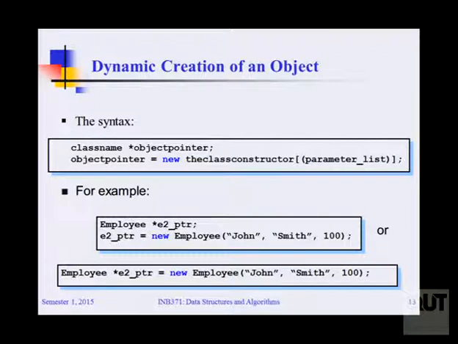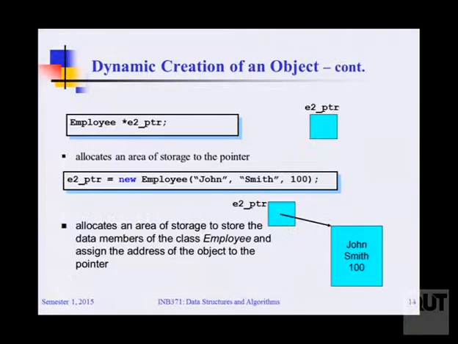Of course, for the dynamic creation, if the object is created statically, you don't need to worry about the memory management because it's done by the system. If you use the second way, the dynamic creation, of course, you need to manage. So if you don't use the object anymore in your program, you should delete it. Use the delete operator because it's dynamic memory.